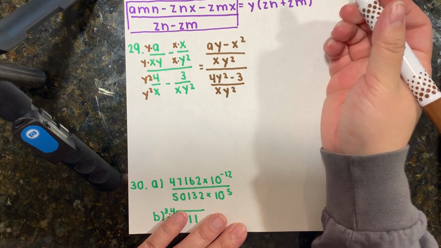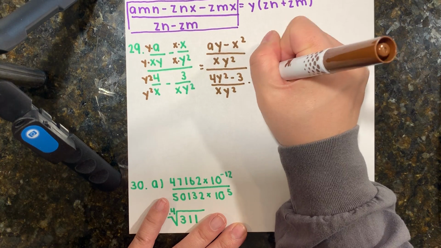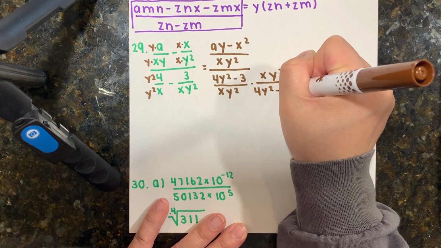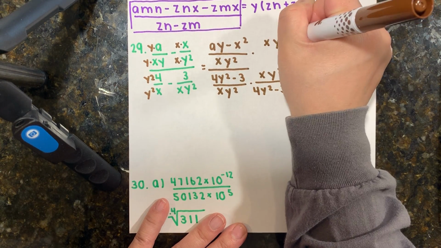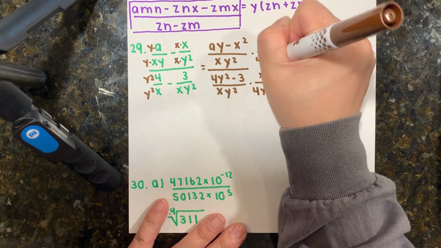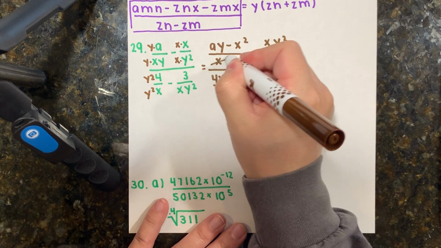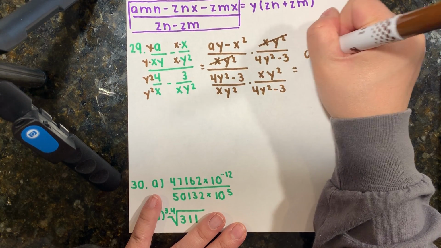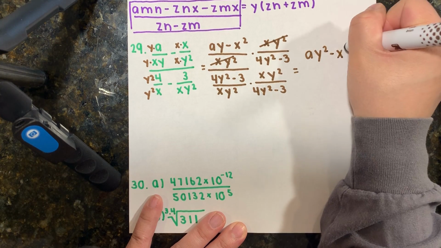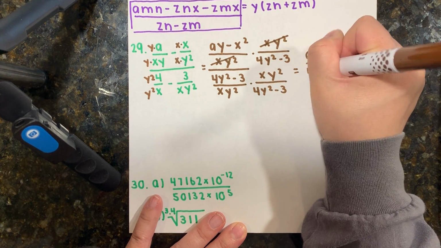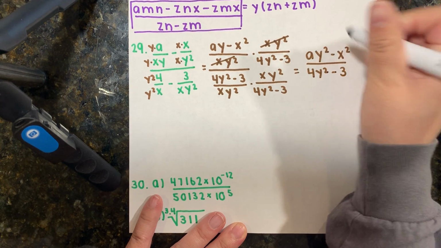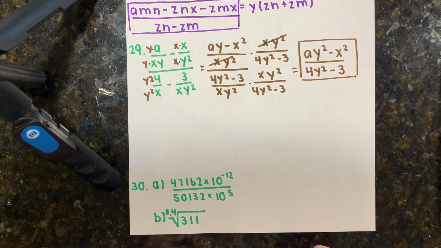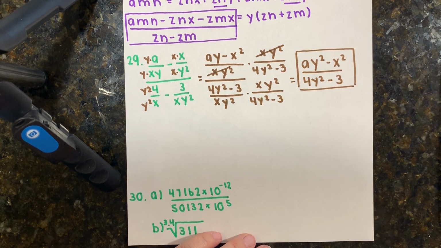over 4y squared minus 3 over xy squared. Now to get rid of the fraction in the denominator, you're going to multiply by its reciprocal, which would be xy squared over 4y squared minus 3. My xy squareds are going to cancel, and you are going to be left with ay squared minus x squared all over 4y squared minus 3. And that will be your answer for number 29.